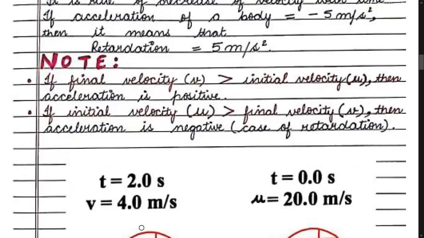So now there is a note for you all. If final velocity, that means end velocity, is greater than initial velocity, that is the starting velocity, then we will be having the case of acceleration and its value will come positive. But what happens if initial velocity is more? Children, if initial velocity is more than final velocity, then acceleration is said to be negative.